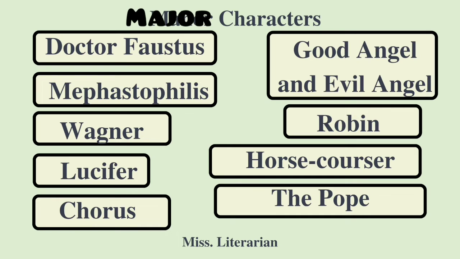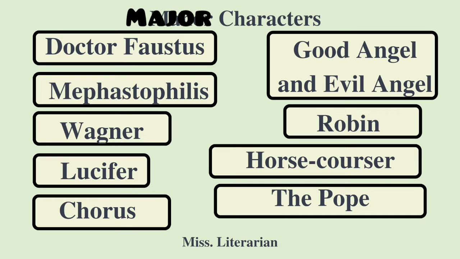Next character is Lucifer. Lucifer is Satan. Lucifer is powerful and he is a practical businessman who is aware of his weaknesses. His interest towards Faustus' life and his affairs are usually represented by Mephistopheles.